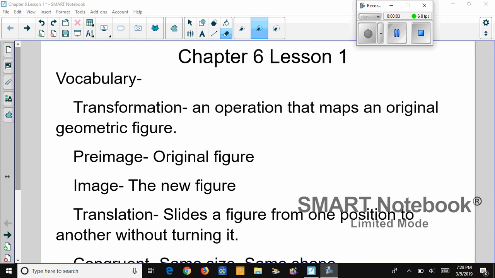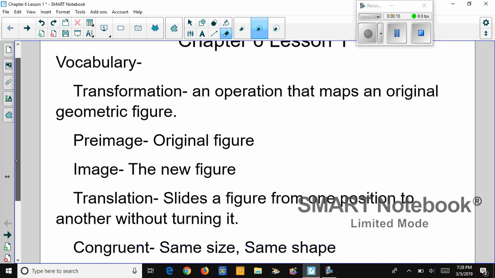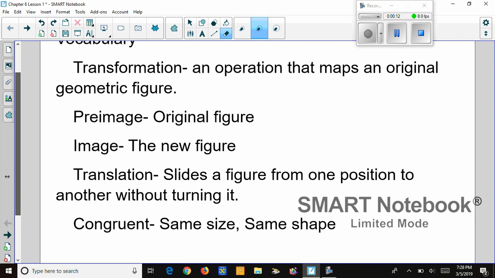Chapter 1, Lesson 1, Translations. We're going to start off with some vocabulary here that will take us through the rest of the chapter.